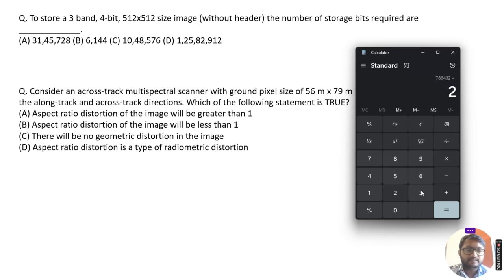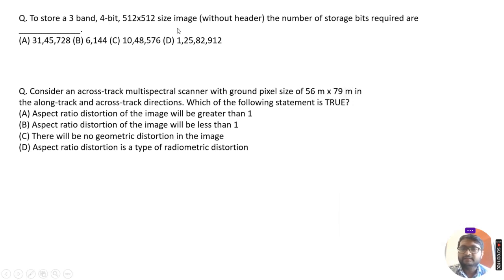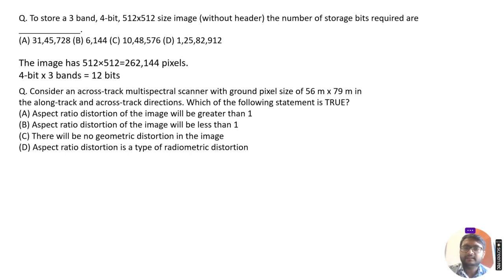So if we take just half of it, sorry, not this one. 512 by 512 gives the total number of pixels. Now multiplied by 3, it means we get the total number of pixels over the bands, and then we multiply it by 4. So we will find out the total number of bits only. Here they asked us in bytes. If they ask in bytes, you have to convert into terms of bytes.